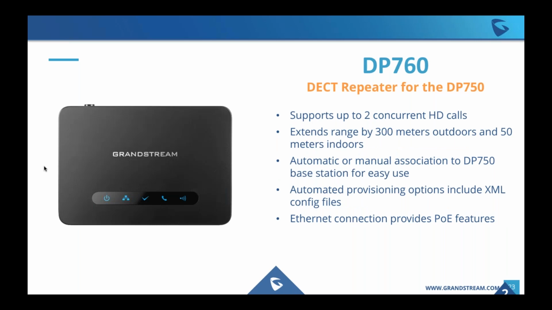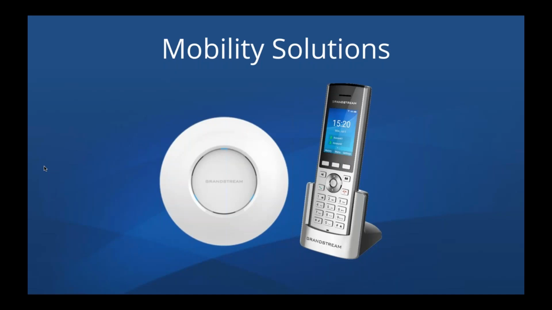It essentially allows you to double the range of the DP750 base station by strategically placing it, and this device will pair with the base station to extend the range an additional 300 meters, or 50 meters indoors. So the easy way I like to describe it is this repeater allows you to essentially double the range of a DP750. And as I mentioned, I'll come back in just a moment to talk about some of the new high-end DECT solutions that you'll see from us soon.